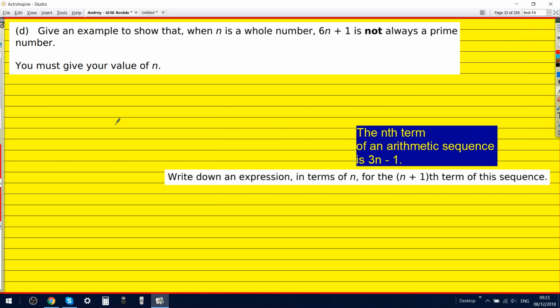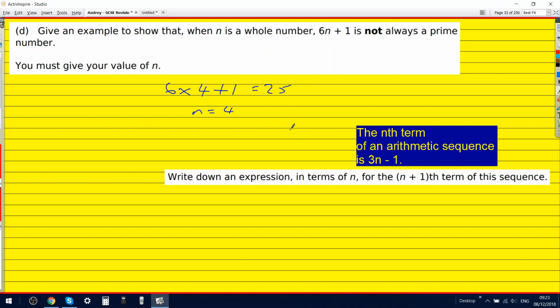Okay, how about top one? For example, so do I just sub something into n to prove it? Yeah. So can I just do like 6 times 4 plus 1? That's it. And so n equals 4. Yeah, because that gives you 25.